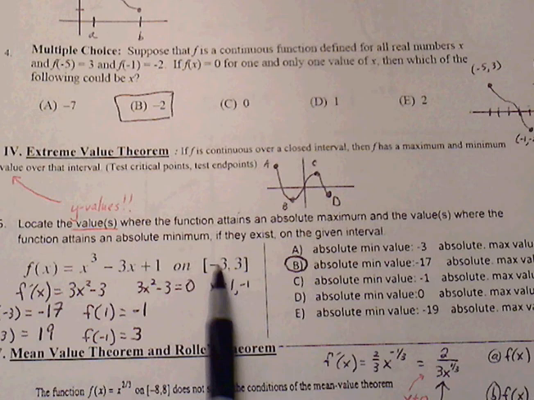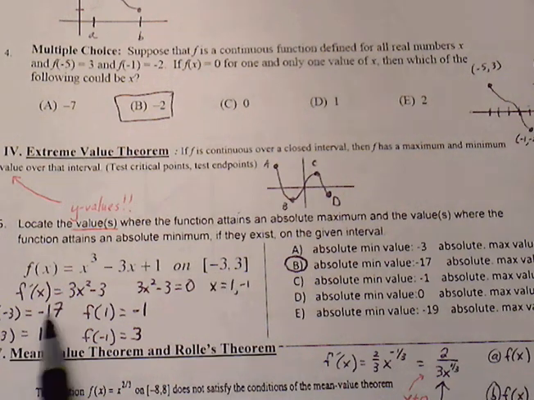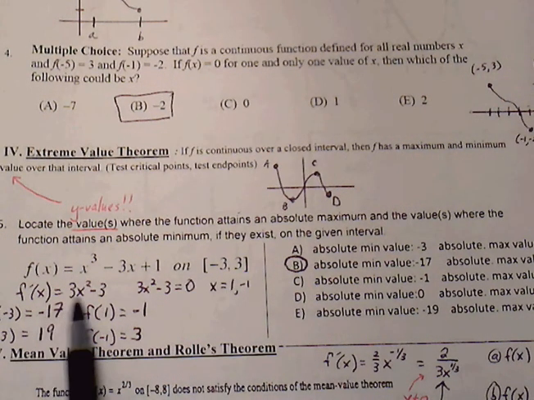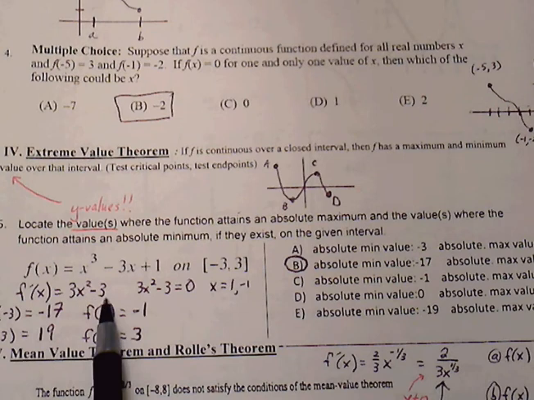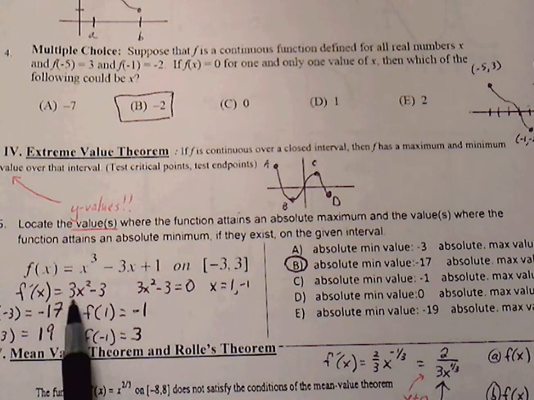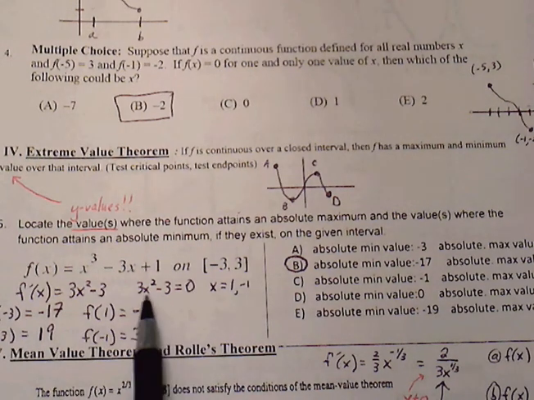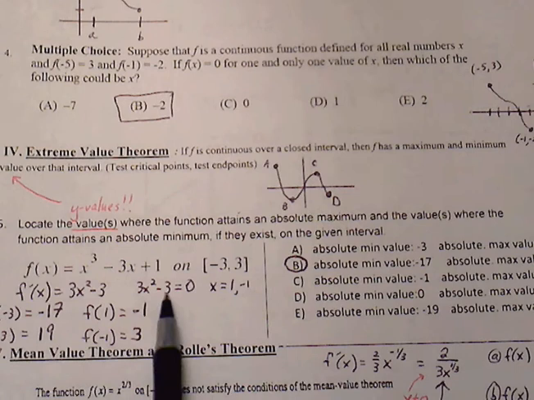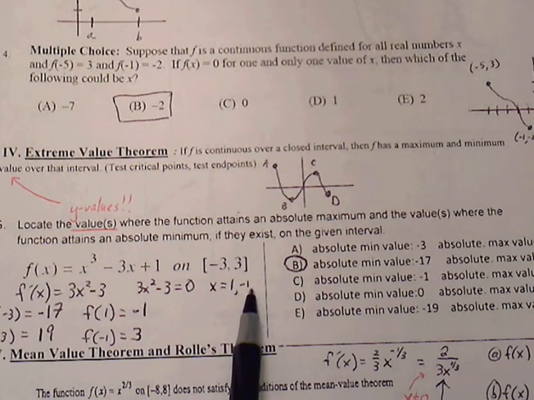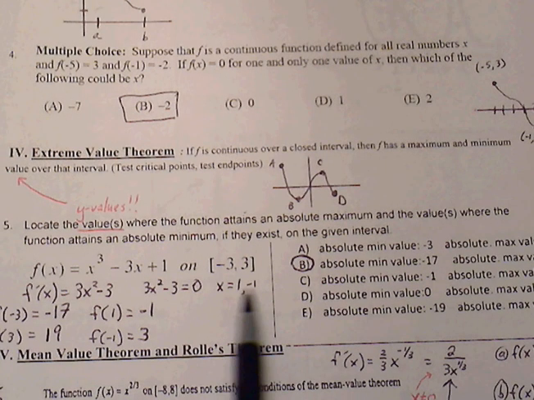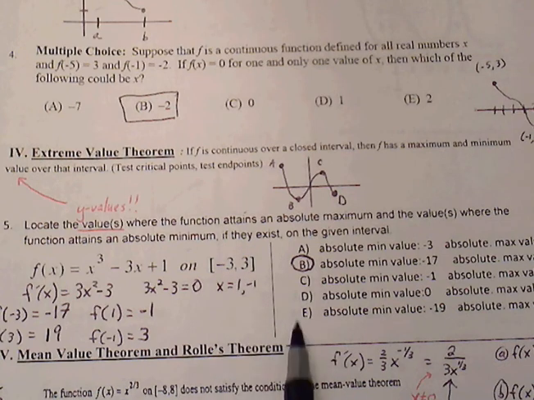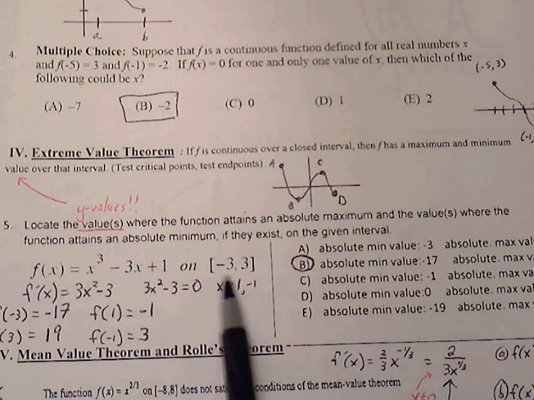So we have our endpoints. To find critical points, we find the derivative. So x cubed becomes 3x squared, 3x becomes 3, and we set that equal to 0. Factor out the 3, x squared minus 1, so x equals 1 and negative 1. So we have our critical points, and we have our endpoints.